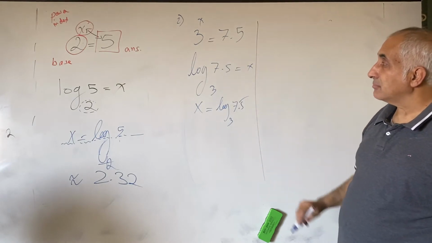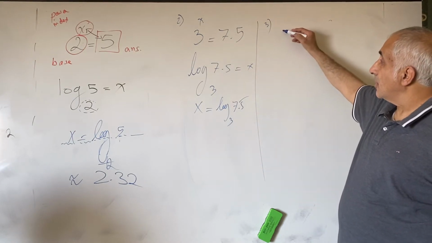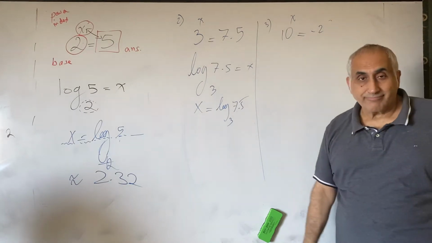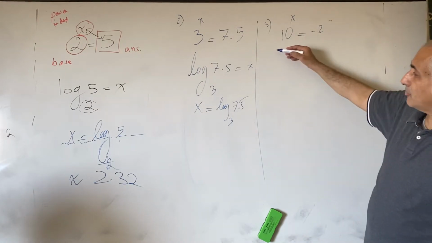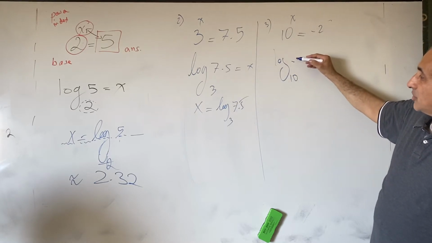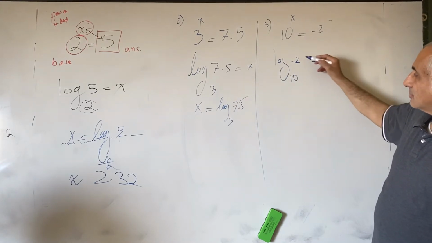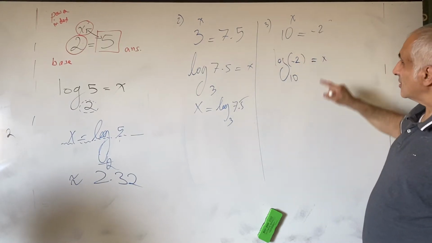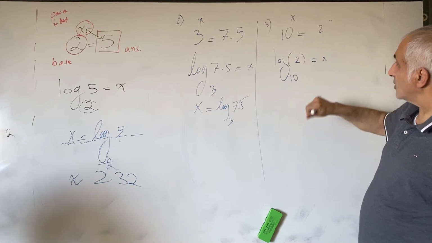How about this one? Number 3: 10 to the power of x equals negative 2. So I'm going to introduce log. I'm going to leave the 10 there, and I will switch. The answer is x. First of all, why don't I stay without the negative first? I know there's no answer for that.